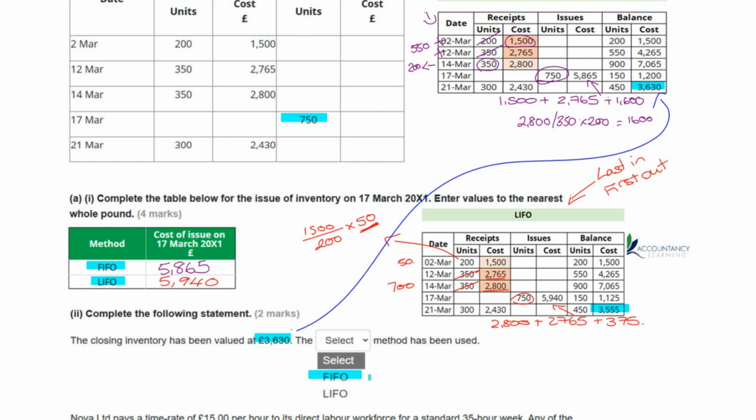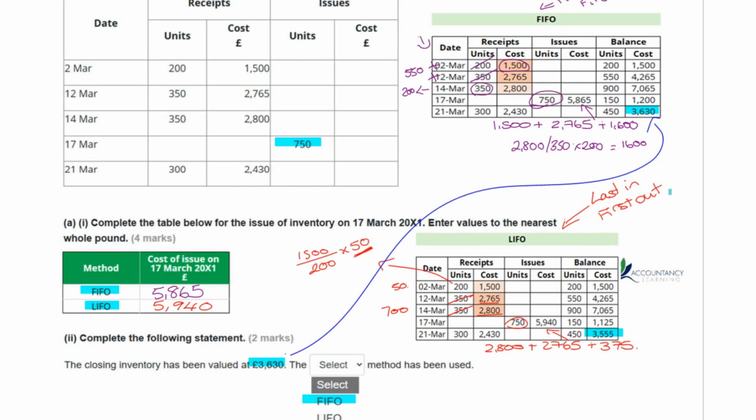So when you're doing your balances, you need to add all your units together and add all your costs together for the receipts, and then take off the units and the cost for your issues. And if you do it line by line, then you can see the cumulative balance as you go along.